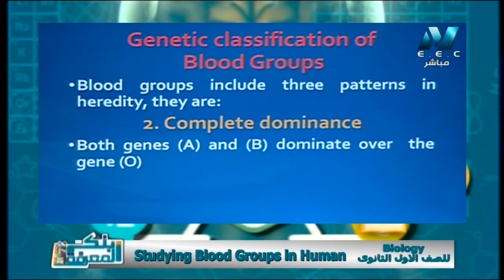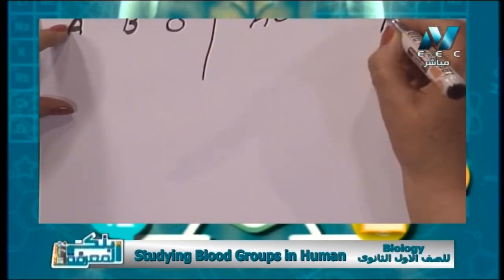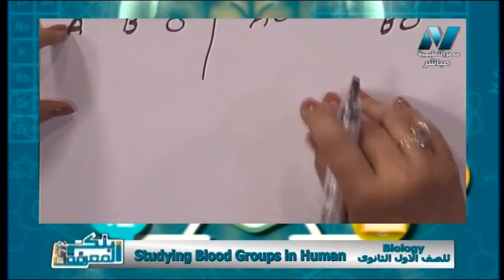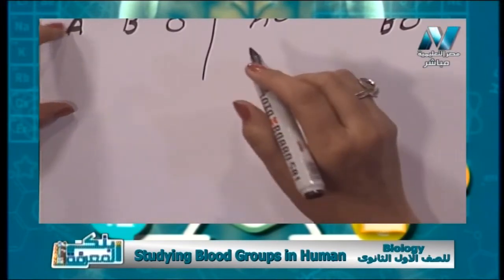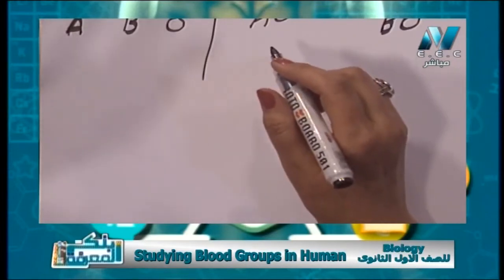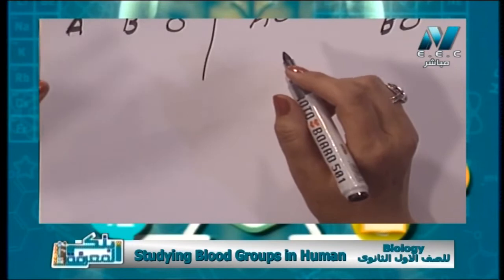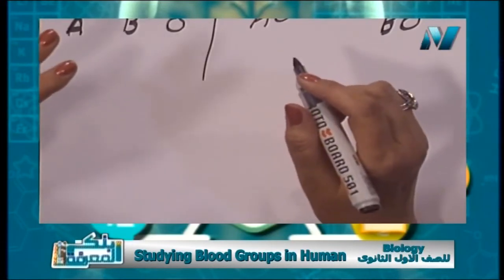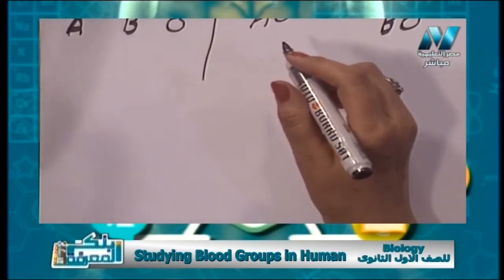The second type, which is complete dominance. The gene A dominates over O, and the gene B dominates over O. How does it come about? Actually, as we said, the person must have just two genes of the 3 genes.